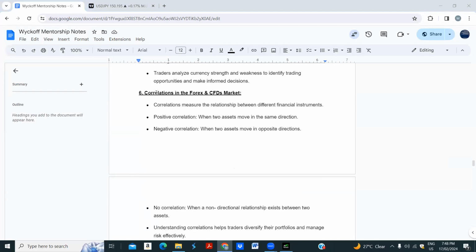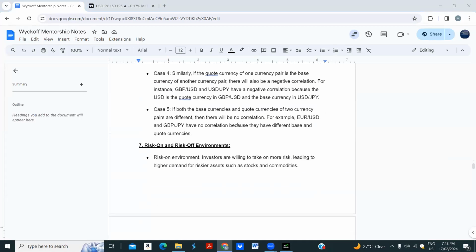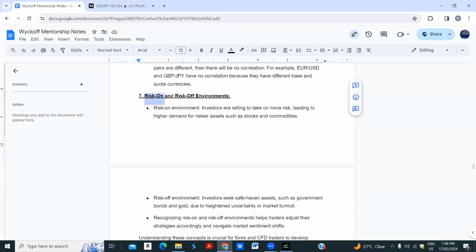Okay. So here we're going to discuss correlations in Forex and CFDs market. And we will also discuss risk on and risk off environments. First, let's complete this risk on, risk off environments. It's much easier to grasp. Okay. So risk on environment.